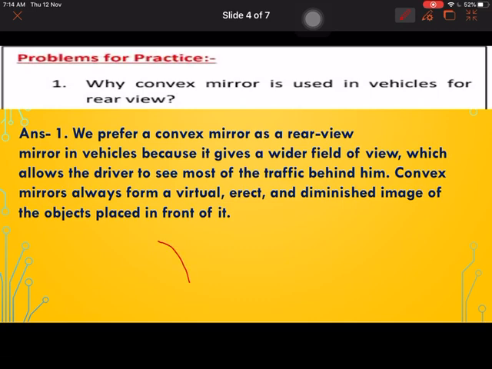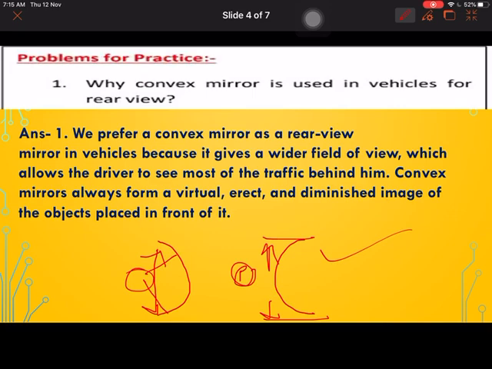See, if we take a concave mirror, this is the area which is covered and the image will be formed of smaller size. But if we use a convex mirror, this much area will be covered and the image formed is of smaller size. That means a larger area is covered. The image formed is smaller but a larger area is covered. So that's why we prefer the convex mirror.